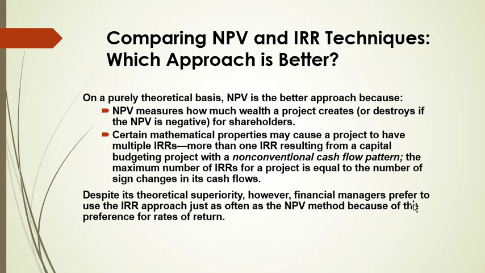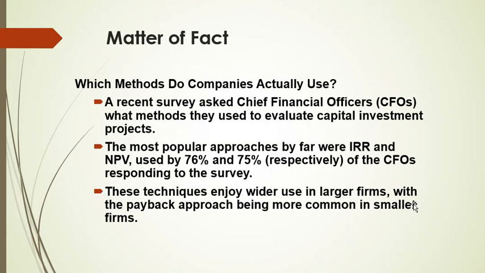Now, despite its theoretical superiority, financial managers have a tendency to prefer the internal rate of return. Most of this is just because of their preference for rates of return. They prefer the percentage answer to the dollar answer. And as long as we understand what we're talking about, and as long as they're very similar types of magnitudes, then there shouldn't be a real big issue. However, the bigger the difference between the projects, the more likely internal rate of return may give us an answer that might not necessarily maximize wealth.